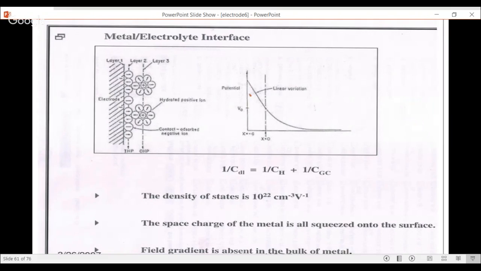For example, when I take an electrode, it has to dissolve. It has to dissolve means only at a certain potential will it dissolve. Yes, sir.